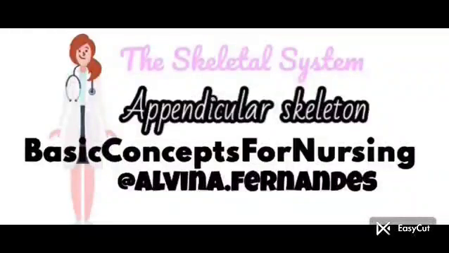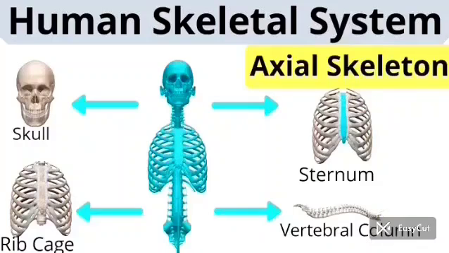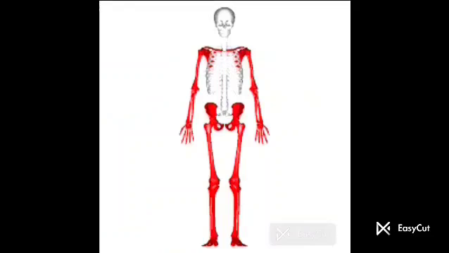Hi everyone. In this video we are going to learn about the second part of the skeletal system, which is the appendicular skeleton. In the axial skeleton we had learned that it is composed of all the bones which form on the single axis of our body. The appendicular skeleton consists of the lateral bones present surrounding the main axis of our body, and it mainly consists of two parts, the limbs and the girdles.